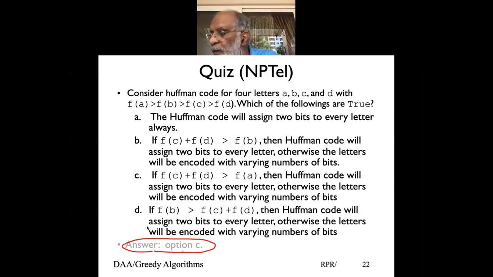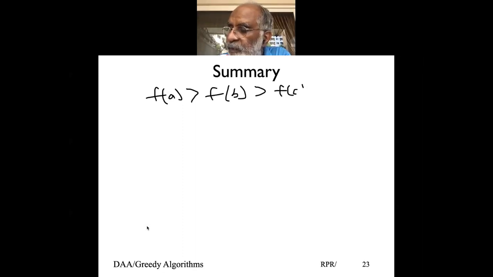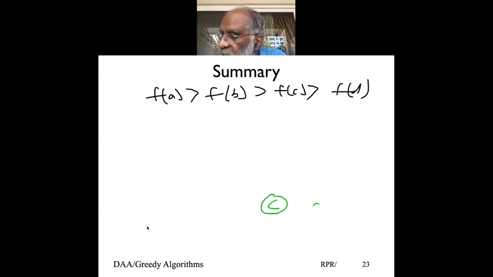Let's look at the following. Let's draw the case. So we have nodes A, B, C, D, and given to us is FA greater than FB greater than FC greater than FD. That means nodes C and D have the lowest frequency. So we pick nodes C and D first. This is my node C. This is my node D. And I join them and this becomes node CD.